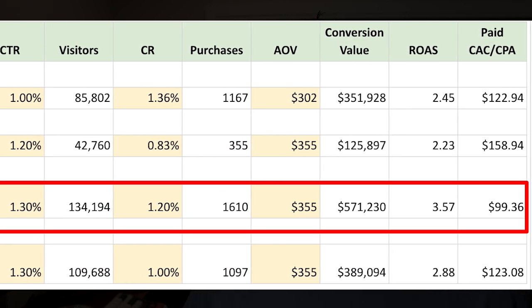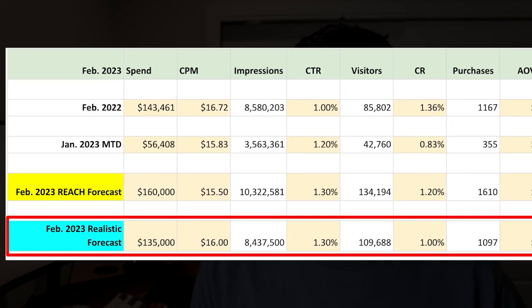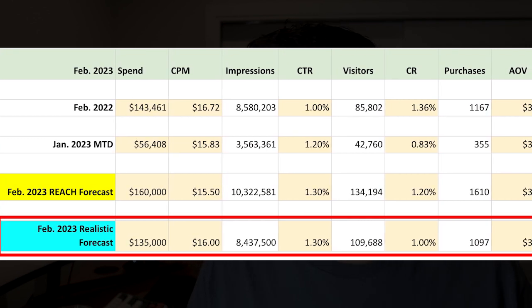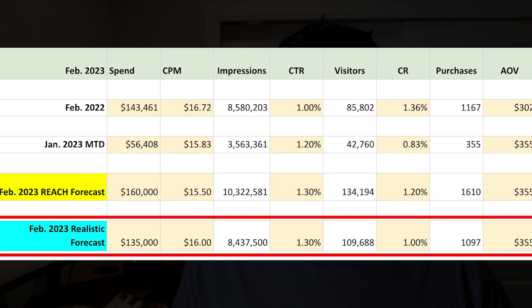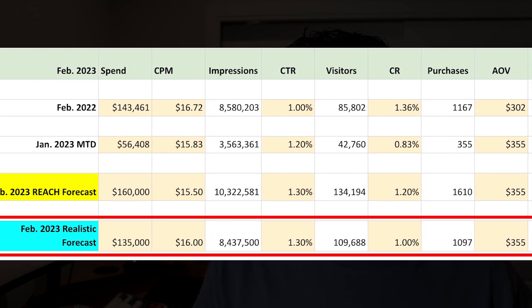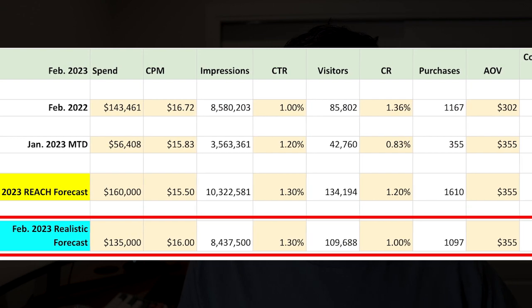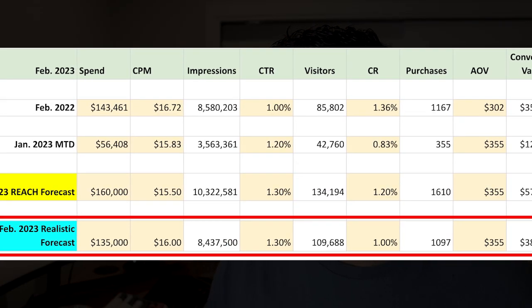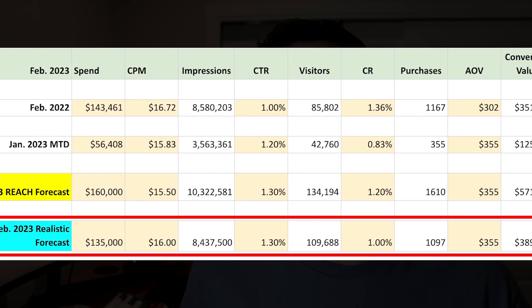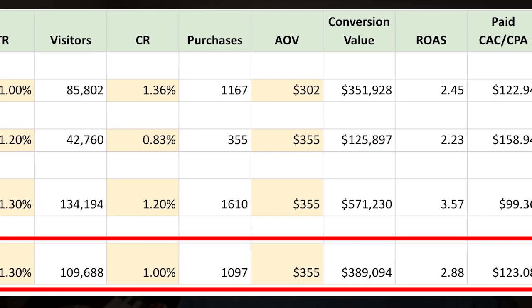Now, I honestly think that's unrealistic, so I also created a more realistic forecast. I'm anticipating spending $135K at a $16 CPM, which I think we can balance out between the lower CPMs we've been experiencing in January of 2023 and the $16.72 CPMs that we saw in February of 2022. I'm anticipating our conversion rate to actually drop and stay a bit lower than it was in February of 2022, just based off what it looks like currently in 2023 so far. So we're going to be riding at a 1% conversion rate and a $355 AOV, which I'm hoping will hold based off our current data. And those 5 metrics amount to a 2.88 ROAS and $123 CPA.